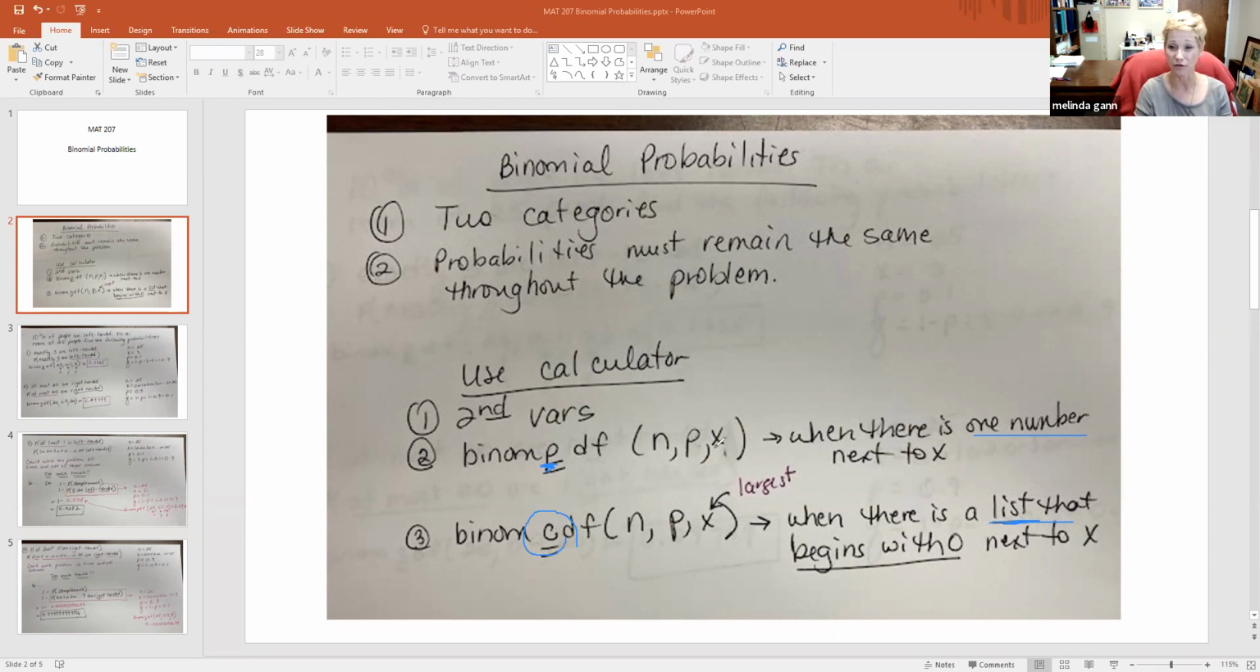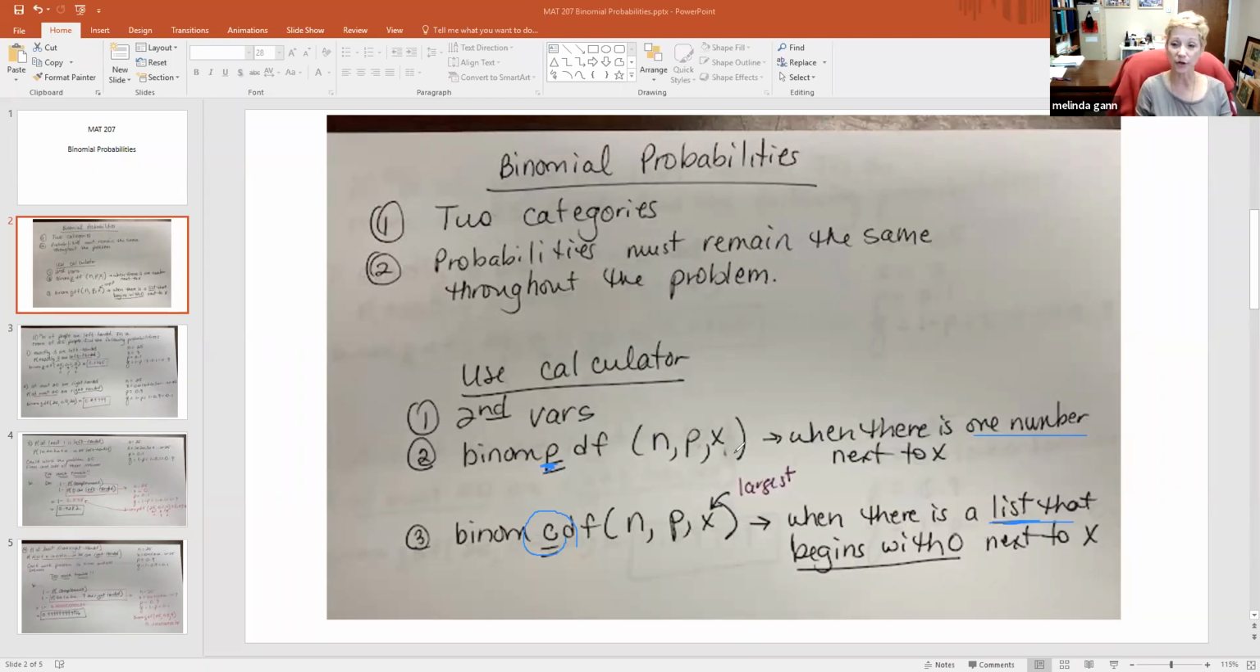And this order is crucial. You have to type in the N first and then the comma. And like I said, the comma is above the 7 on your calculator. Then you type in your P value and you type another comma in, and then you type in your X value. And then you close that parenthesis. That's above your 9 key. And then you hit enter.